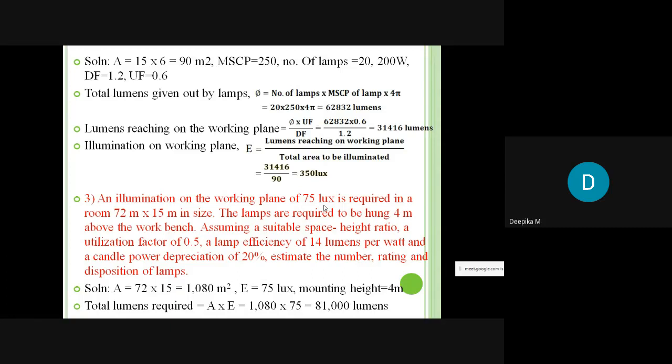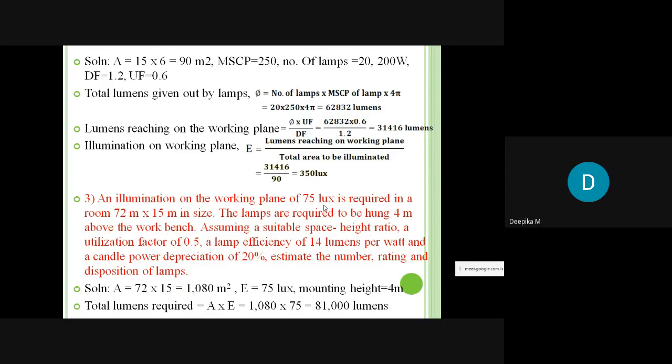An illumination on the working plane of 75 lux is required in a room of dimension 72 meter into 15 meter in size. The lamps are required to be hung 4 meter above the workbench. Assuming a suitable space to height ratio, a utilization factor of 0.5, a lamp efficiency of 14 lumens per watt, and a candle power depreciation of 20%, estimate the number, rating, and disposition of the lamp. So this is something like an estimation problem.